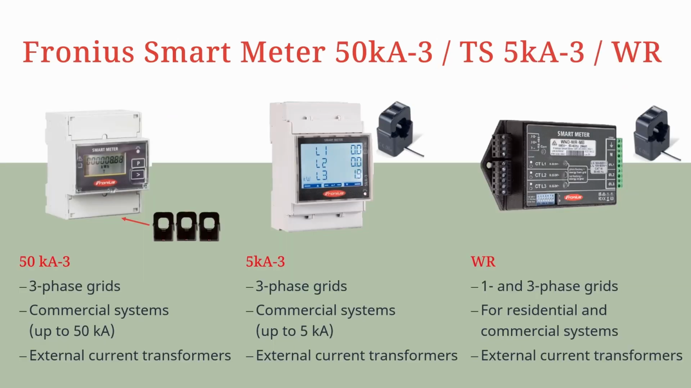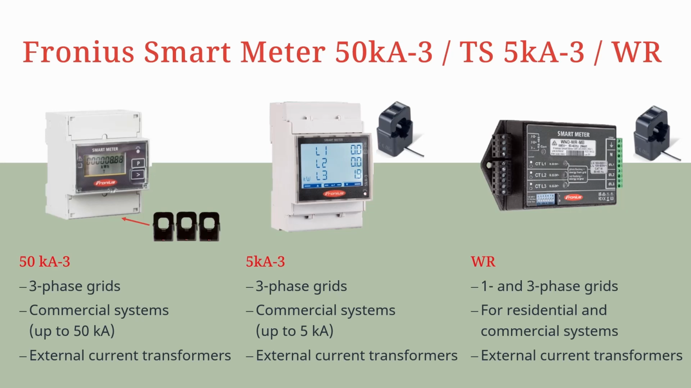And here you can already see the 3 smart meters that are relevant for our Fronius current transformers. One is the smart meter 50 kA 3-phase. The other is the TS 5 kA 3-phase and the new smart meter WR. The two on the left side are intended for large 3-phase systems. The 50 kA version is suitable for larger systems up to 50 kA and the 5 kA version up to 5 kA current. And the WR on the right side is for single and also for 3-phase systems, for residential and also commercial systems.